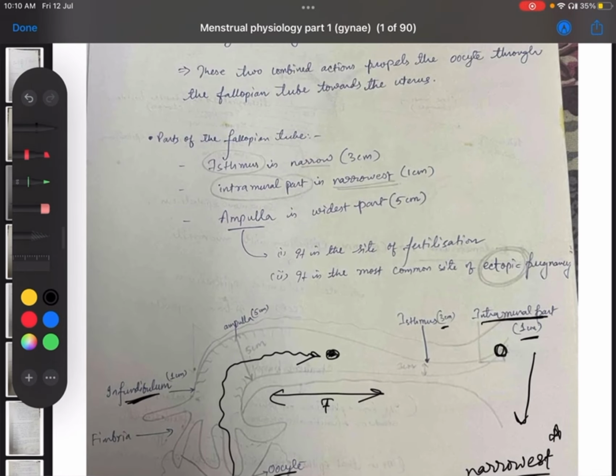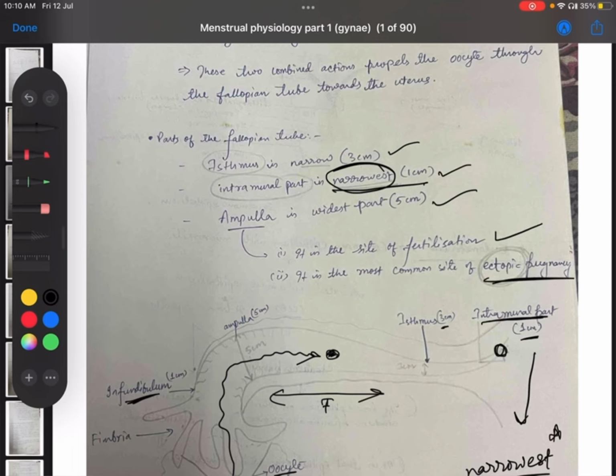Now, what are the parts of the fallopian tube? Isthmus is the narrow part, which is 3 centimeters. Intramural part is the narrowest, which is 1 centimeter. Ampulla is the widest, which is 5 centimeters. Remember this. This is very important. Isthmus is narrow, but intramural part is the narrowest. Ampulla is the widest. Ampulla is the site of fertilization.